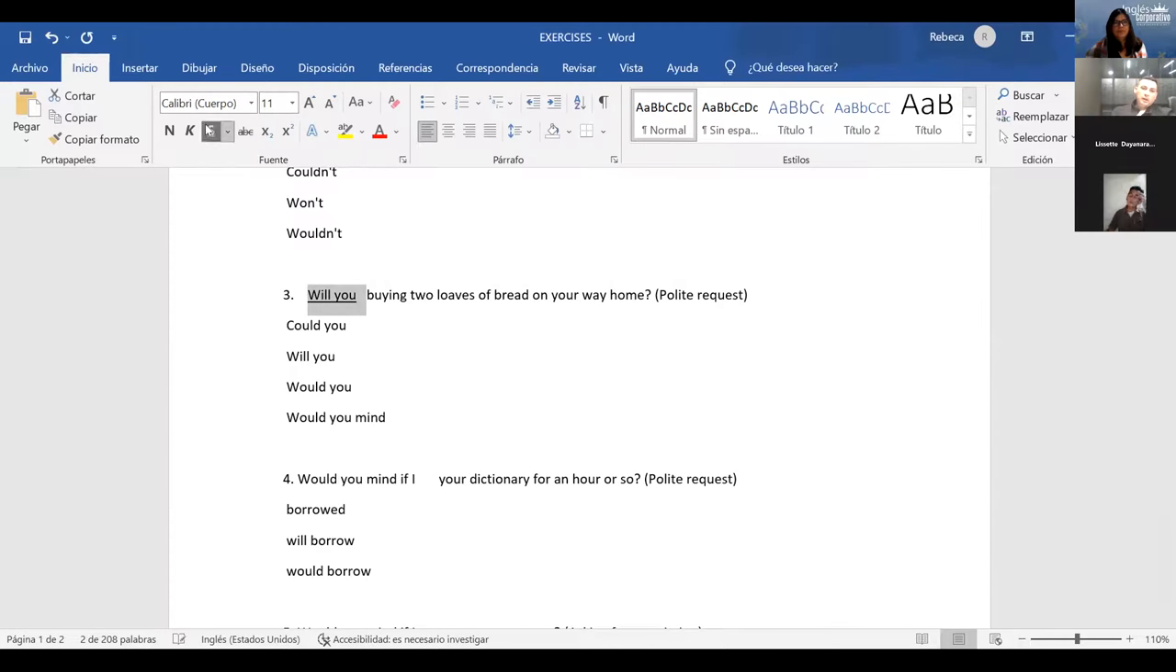Will you buy? Es una afirmación. Una afirmación. Sí. Lo que depende si es formal o no. Would you mind? Okay. Sería will you mind? La cuarta. Ese sí sería will borrow. Porque ya está would. No puede decir would y would. Sí, ahí sí es will borrow.